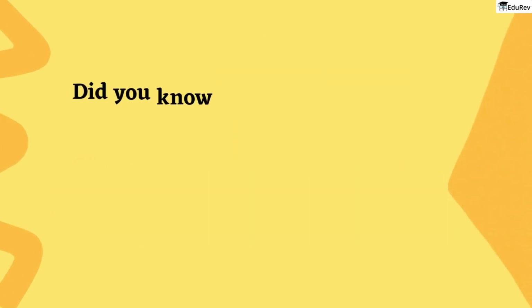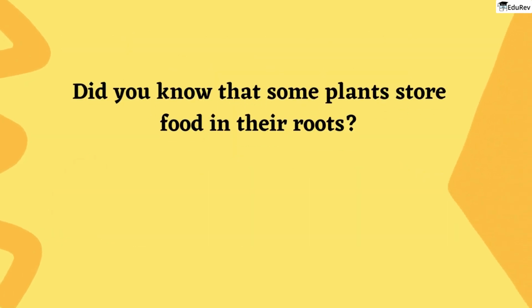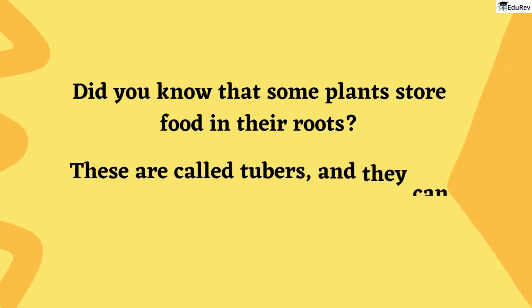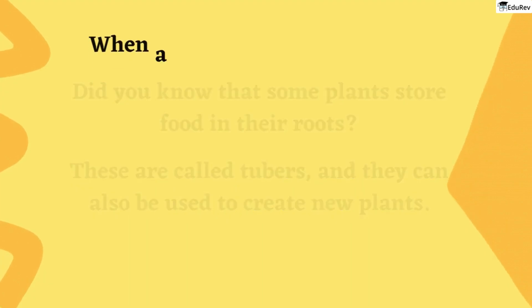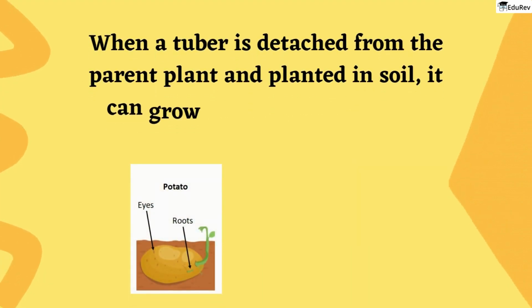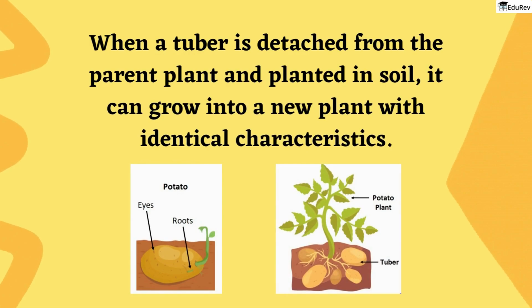Also, did you know that some plants store food in their roots? These are called tubers, and they can also be used to create new plants. When a tuber is detached from the parent plant and planted in soil, it can grow into a new plant with identical characteristics. Plants like dahlia are grown from tubers.